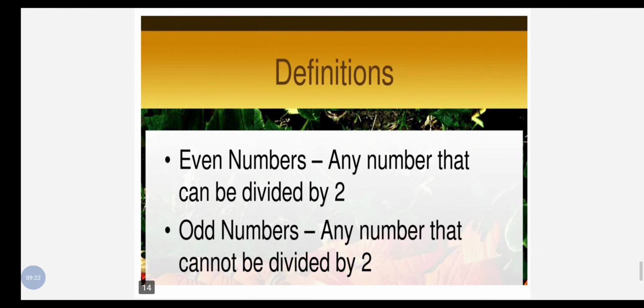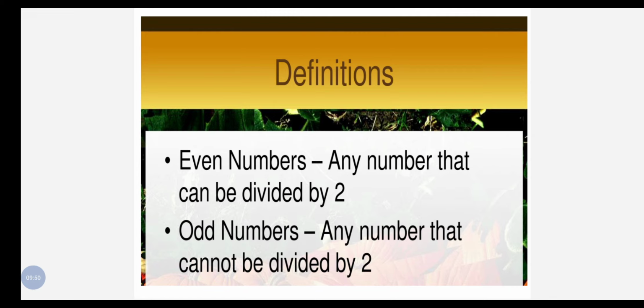Let's go through the definitions of these numbers. Even numbers: any number that can be divided by 2. Means numbers which are exactly divisible by 2 are called even numbers. For example, 2, 4, 6, 12, 18, 16. So these are the numbers known as even numbers.